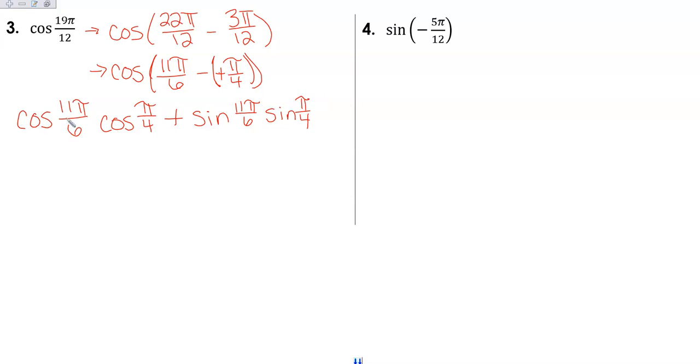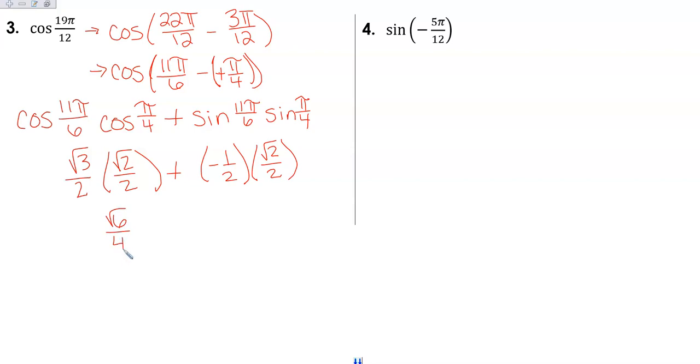Then again, we just look at our unit circle. At 11 pi over 6, our cosine value is the square root of 3 over 2. Our cosine at pi over 4 is the square root of 2 over 2. Our sine value at 11 pi over 6 is negative 1/2, and our sine value at pi over 4 is the square root of 2 over 2. So we're going to get the square root of 6 over 4 in our first term. I've got a negative sign here, so we're going to be subtracting, and it's going to be the square root of 2 over 4. Again, we can combine our two fractions into one fraction.